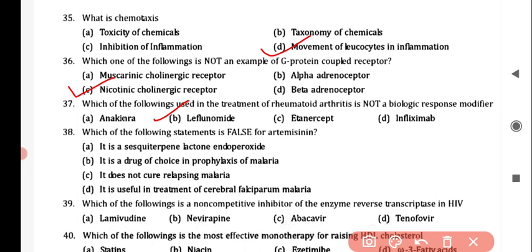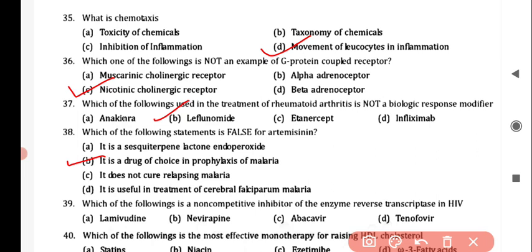Next question is, which of the following statements is false for artemisinin? And the correct answer for this question is option B. It is a drug of choice in prophylaxis of malaria. So this statement is false and all other statements are correct.